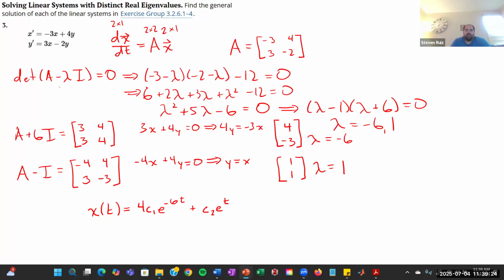All right, so that's what we have for x. What about for y? Y of t equals, now we're going to look at the bottom row. -3 c1 e to the -6t. And bottom row of the other vector is also 1, so plus c2 e to the t.